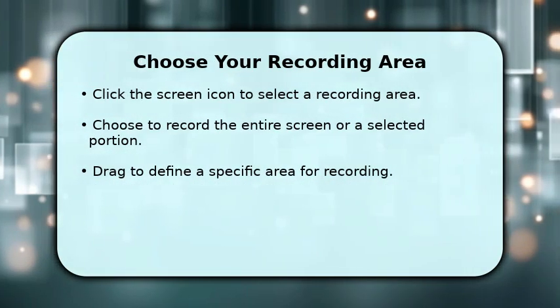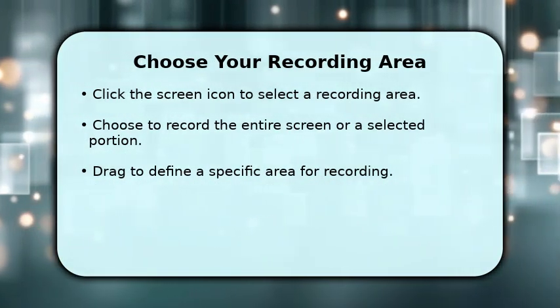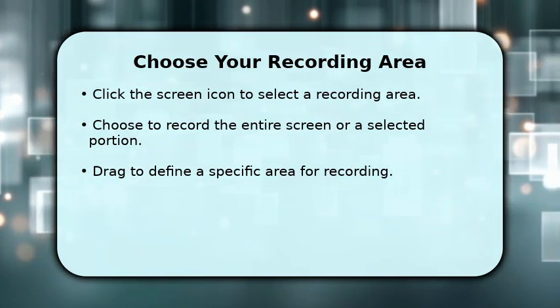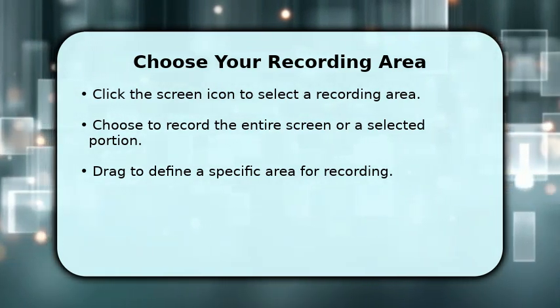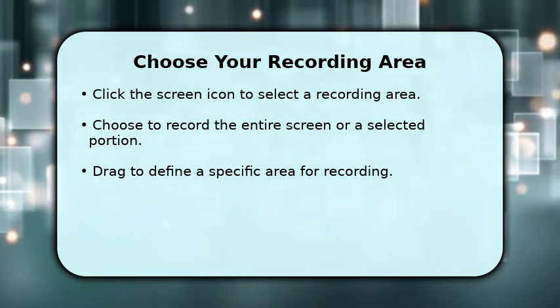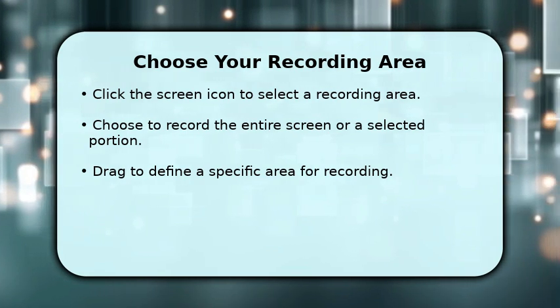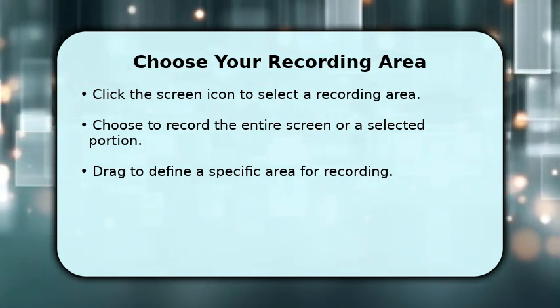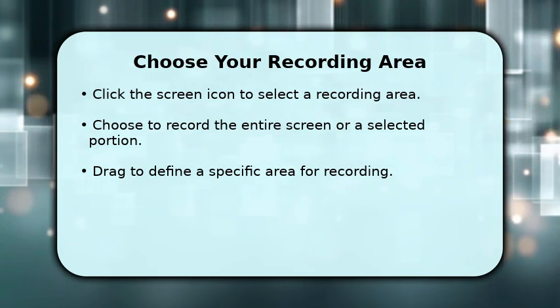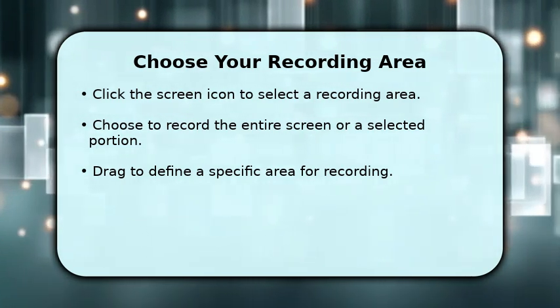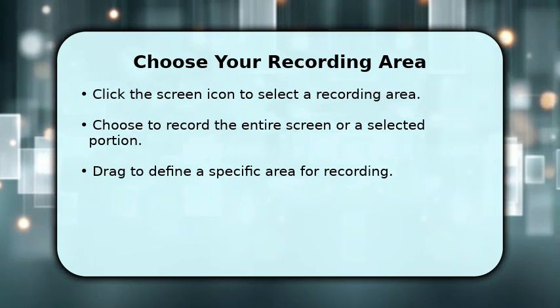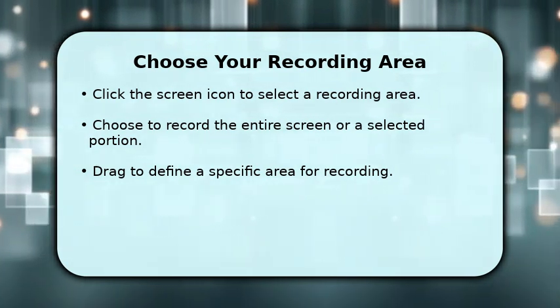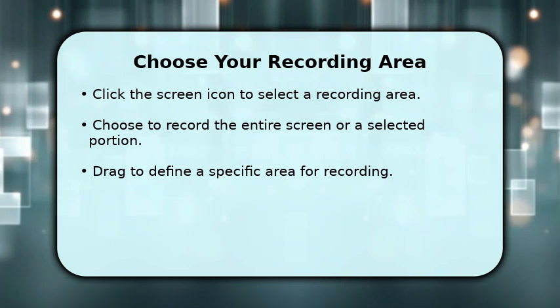Now, let's choose what part of your screen you want to record. On the toolbar, click the screen icon. You'll then have two main options: record the entire screen or record a selected portion. If you choose a portion, simply click and drag your mouse to define the exact area you wish to capture. This flexibility allows you to focus on specific content without including unnecessary parts of your desktop.